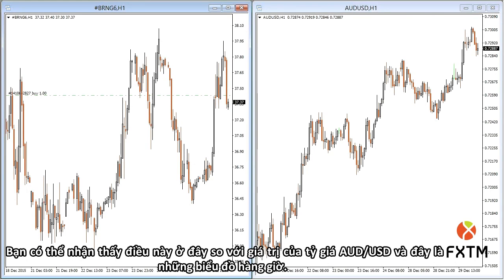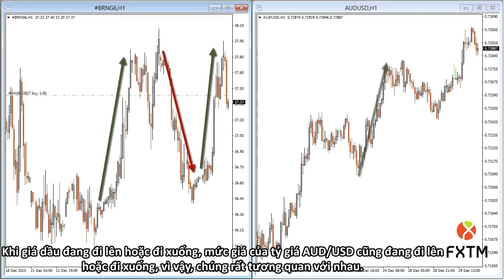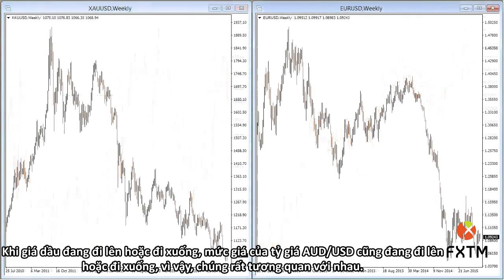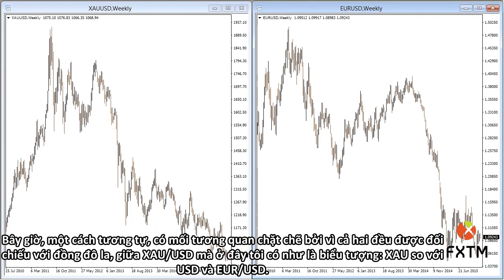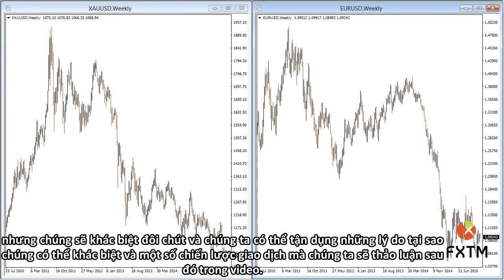Well, you can see it here compared to the value of the Australian dollar to the US dollar, and these are hourly charts. As the oil price is going up or down, the price of the Australian dollar to the US dollar is also going up or down, so they are very correlated. Similarly, there is a tight correlation, because they're both contrasted with the dollar, between gold to the dollar, which here I have as the symbol XAU to the US dollar, and the euro to the US dollar. Because the US dollar is the quote in both cases, they are going to share a certain amount of correlation automatically, but they will differ a little bit, and we can take advantage of the reasons why they may differ in some trading strategies that we're going to discuss later in the video.